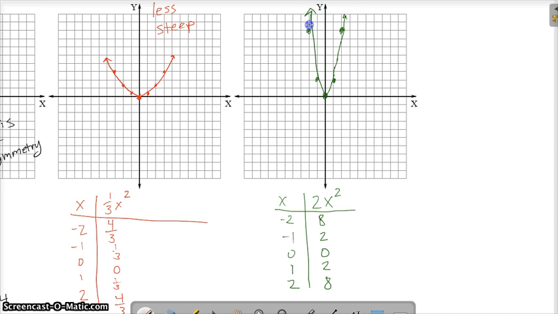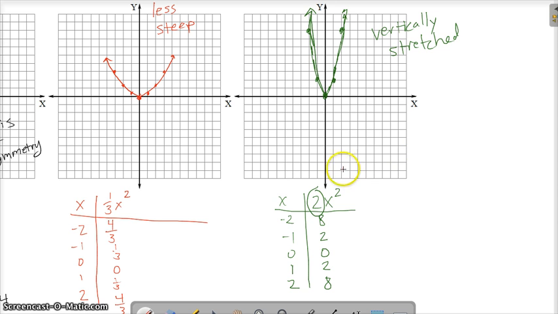notice that this curve is a little steeper, or it's vertically stretched. So we took this graph and we vertically stretched it. We made it bigger because of the number in front. Since it's a whole number bigger than 1, we stretched it. When it was less than 1, we shrunk it.